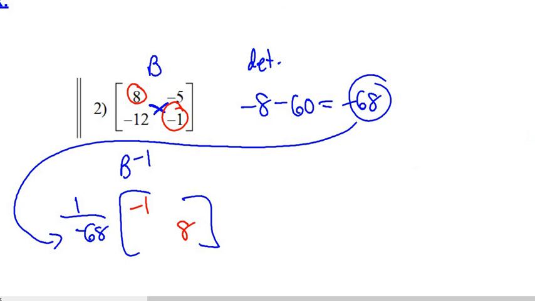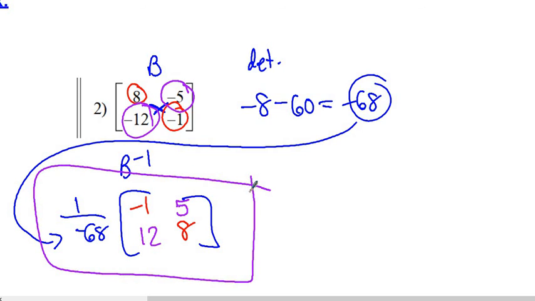And then secondly, we're going to negate the second. So that's a negative 5. If you negate negative 5, it becomes positive 5. That's what it means to negate something. Just change the positive or negative sign. If you negate negative 12, you get positive 12. And here is our inverse right there.